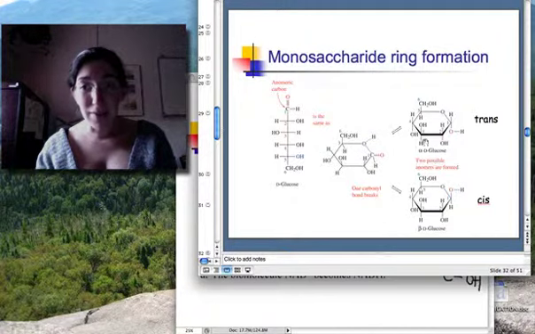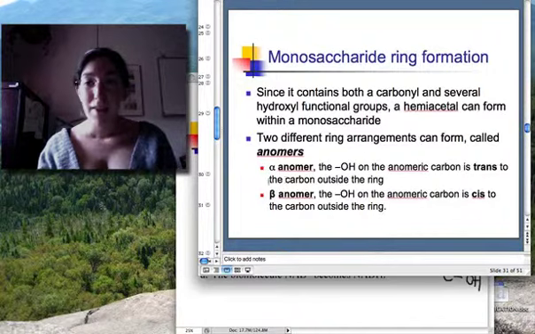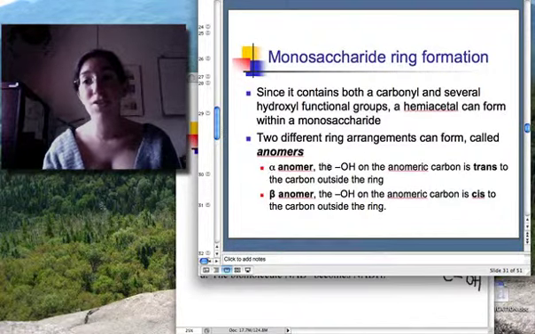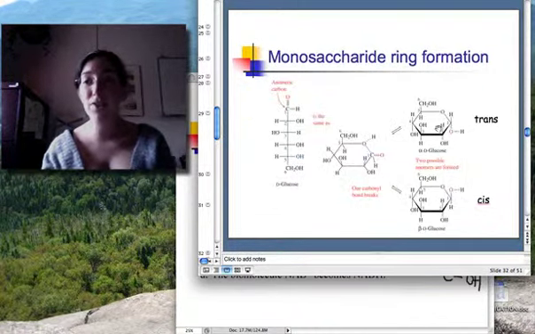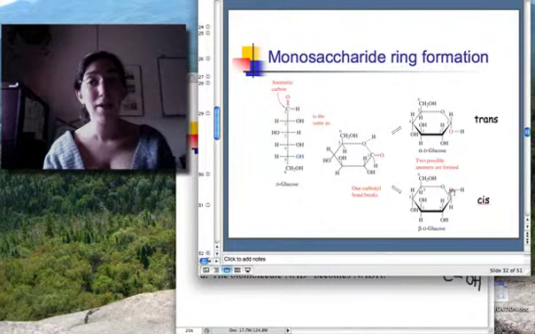That's what that little fish-looking symbol means, alpha. Okay? The alpha anomer has the OH group on the bottom. In other words, it is trans to carbon 6. The beta anomer has the OH group on top, so it is cis. It has a cis relationship to this carbon number 6 group up here.